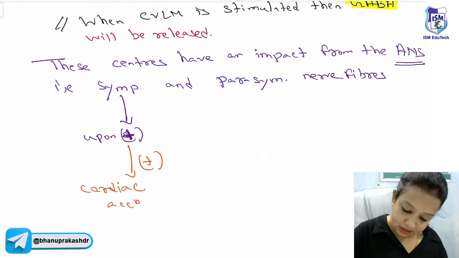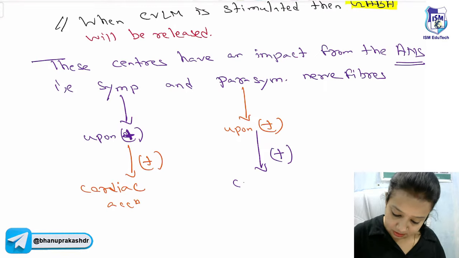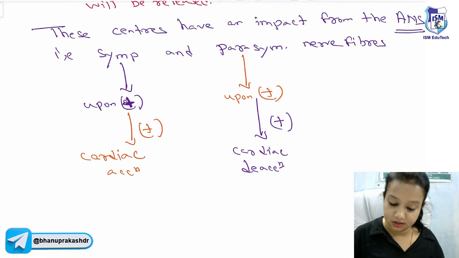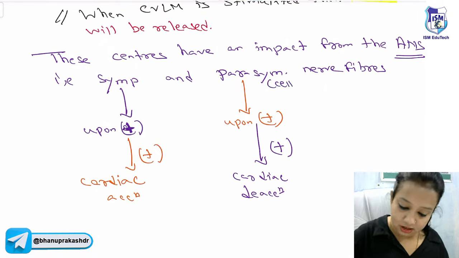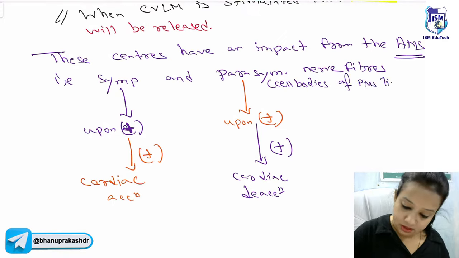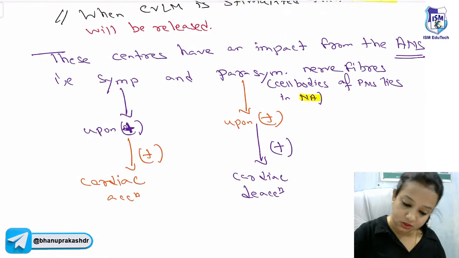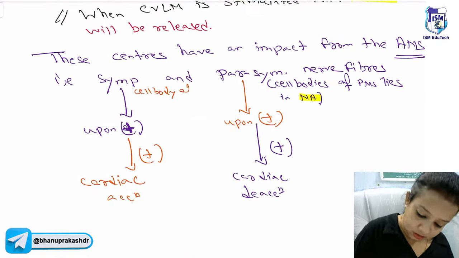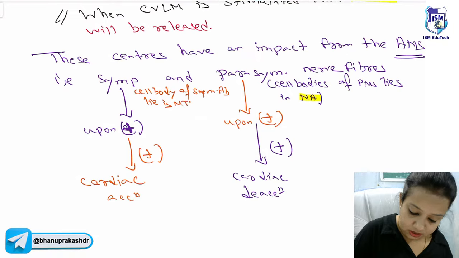Whereas parasympathetic innervation, upon stimulation, will activate the cardiac deceleration center. Here, the cell bodies of the parasympathetic nervous system lie in the nucleus ambiguus, whereas the cell bodies of the sympathetic fibers lie in the nucleus of tractus solitarius.